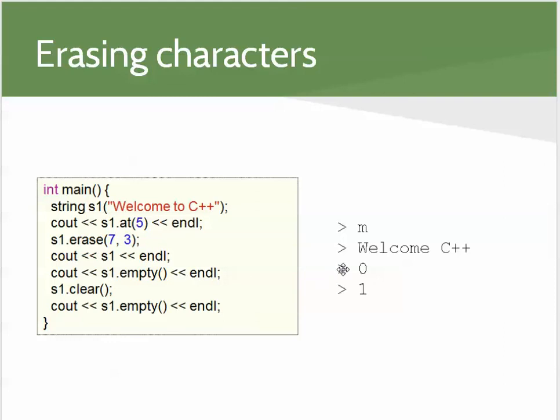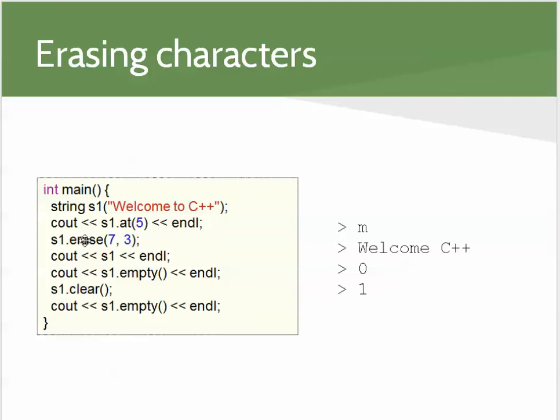S1.empty will return yes or no, or basically a 0 or a 1: 1 if it's empty, 0 if it's false. S1.clear actually changes the string, and it clears it. It removes all the content. So when I call S1.clear, S1 then is an empty string. It has no characters in it. And of course, when I print out the return value of S1.empty, then I get 1 because S1's been cleared.